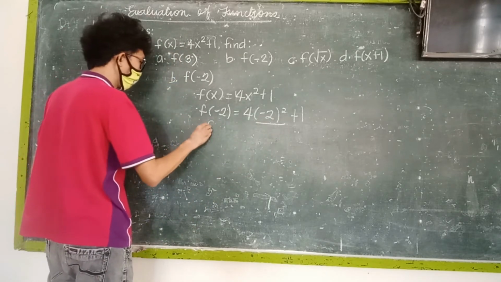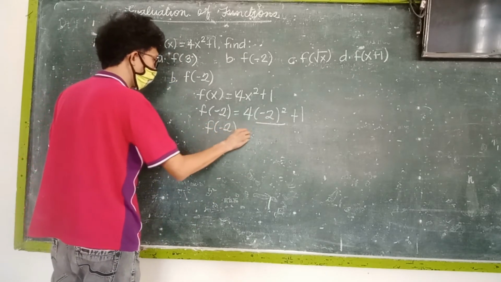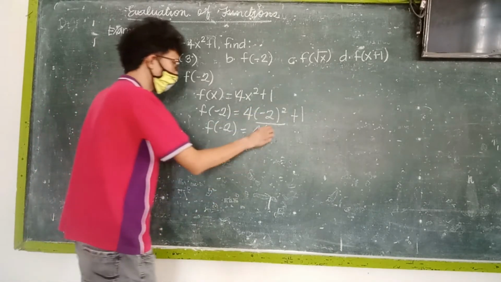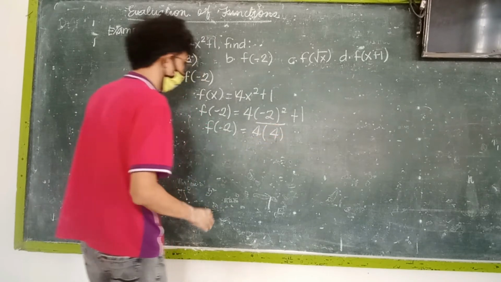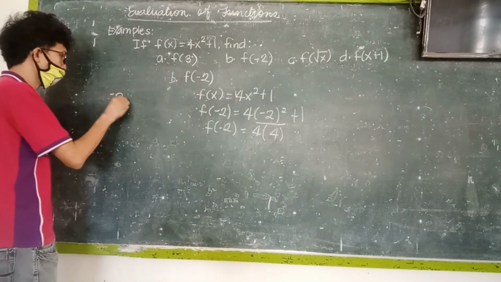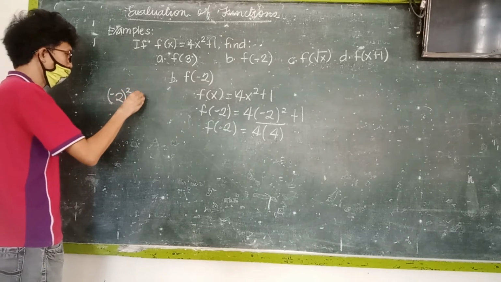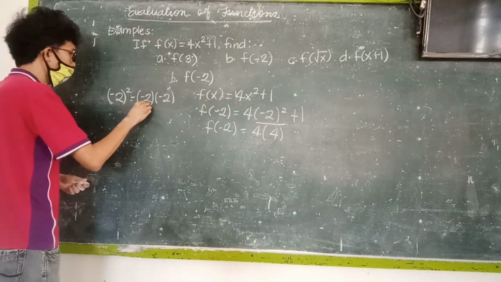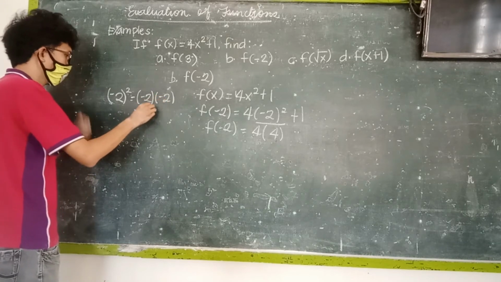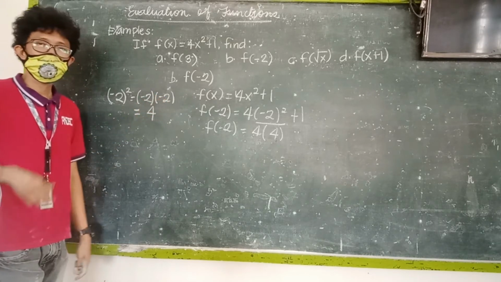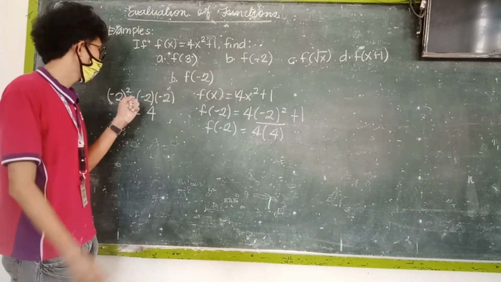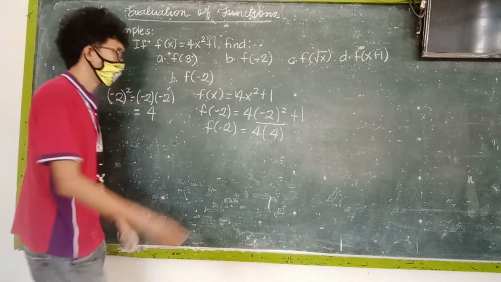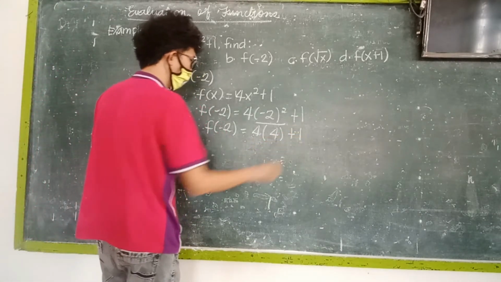So, we have f of negative 2 is equal to 4 times negative 2 raised to the power of 2 is positive 4. Bakit? Kasi negative 2 raised to the power of 2 is equal to negative 2 times negative 2, we have positive 4. In the laws of integers, negative times negative is equal to positive. So we have 4 times 4 plus 1.